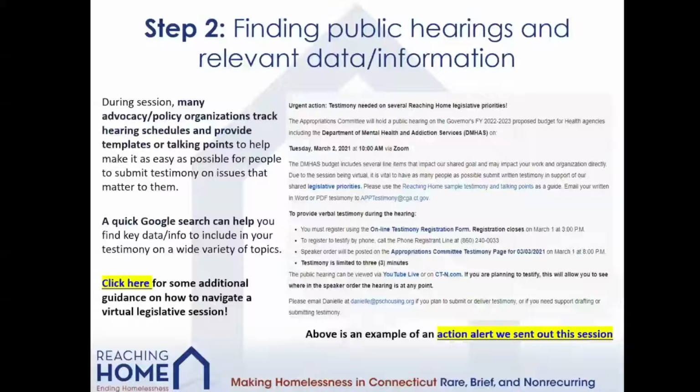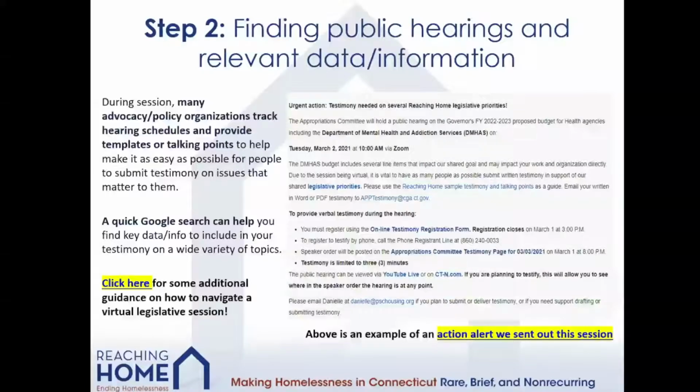So next is finding information on when public hearings are going to be happening and any relevant data or information that's helpful to share to legislators when you're crafting your written testimony or your spoken testimony for these public hearings. I'll offer that many advocacy and policy organizations, including the Partnership for Strong Communities, track hearing schedules and provide templates or talking points or both to help people in the community make it as easy as possible to submit testimony on the issues that are important to them.